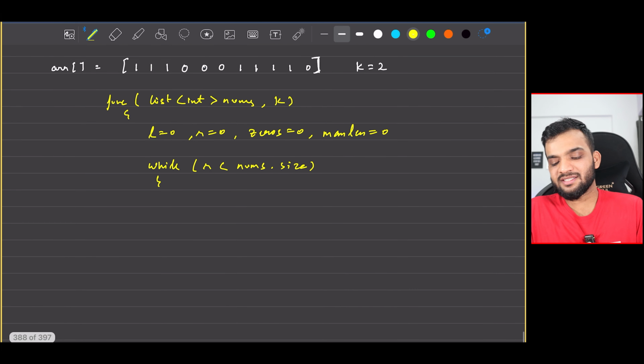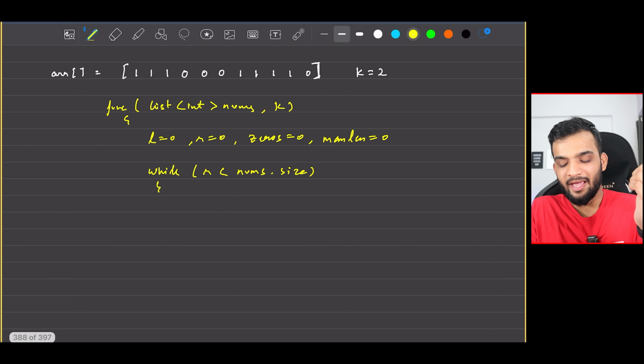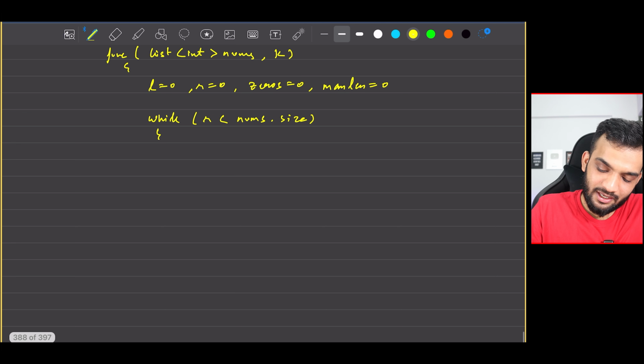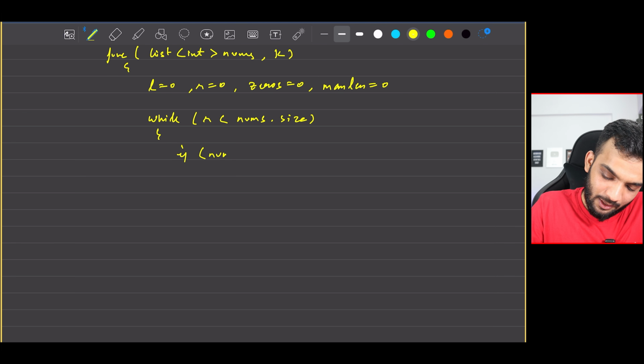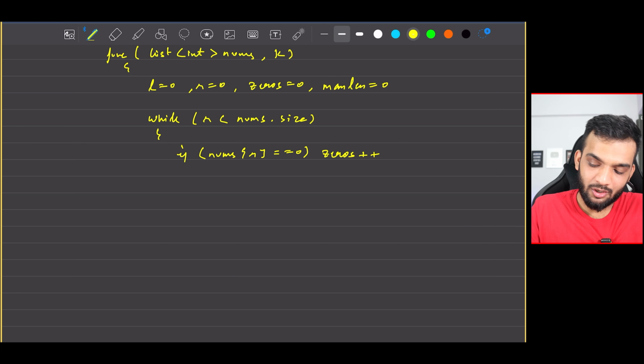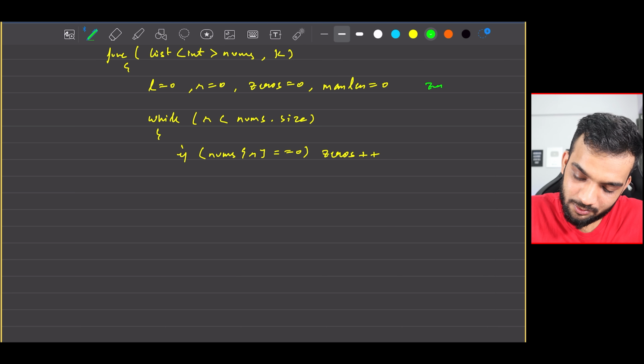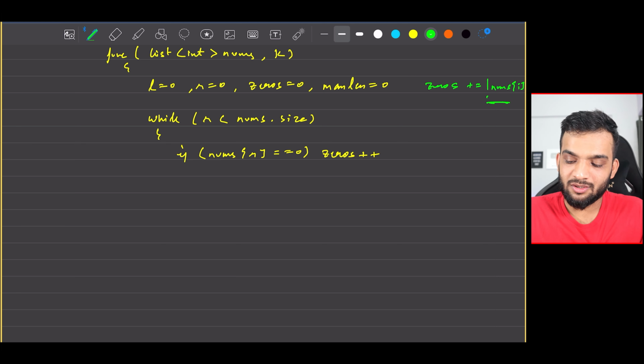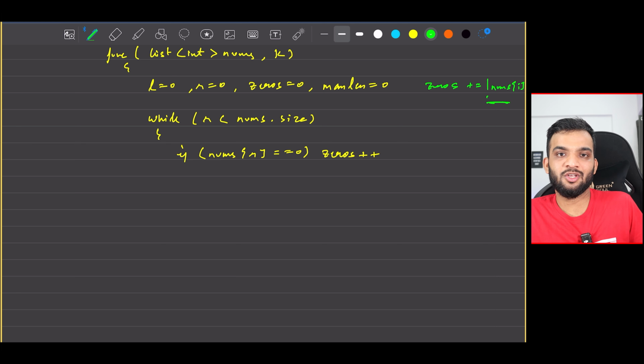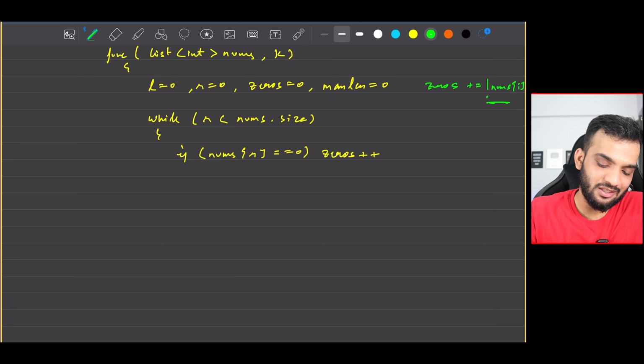Perfect. What is the next thing that I'll do? I'll be like, okay, I'm going till size. First thing I'll do is, if nums of R is equal to 0, can you do a zeros plus plus? Or you can convert this statement to something like zeros plus equal to not of nums of I. Because not means 0 will be converted to 1. So that's the other way of writing.